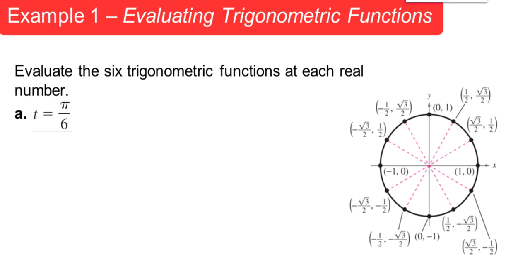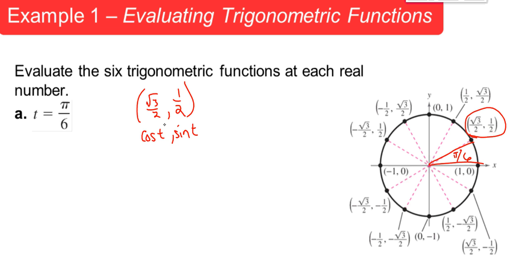And so if we're on the unit circle, pi over 6, it's right here. And here are the coordinates of our ordered pair. We're at the square root of 3 over 2 comma 1/2. And if we remember, that's cosine t comma sine t, alphabetical order. So just a little reminder of that. And we want all 6. Well, if we can get sine and cosine, we can get all 6 of these as we go. So we'll say sine of t is 1/2.